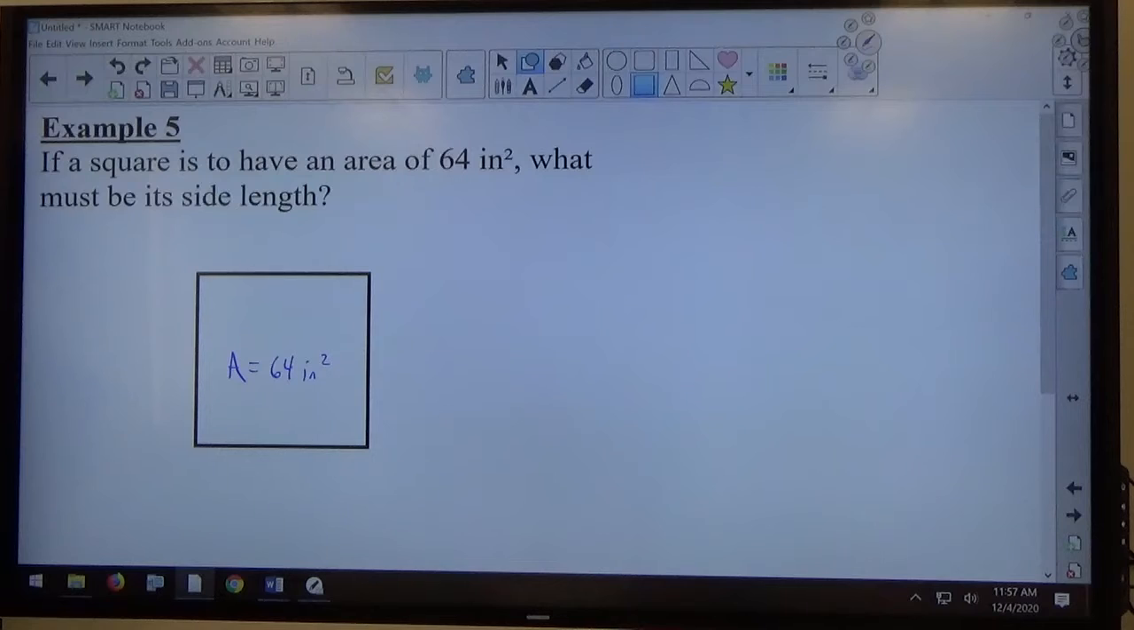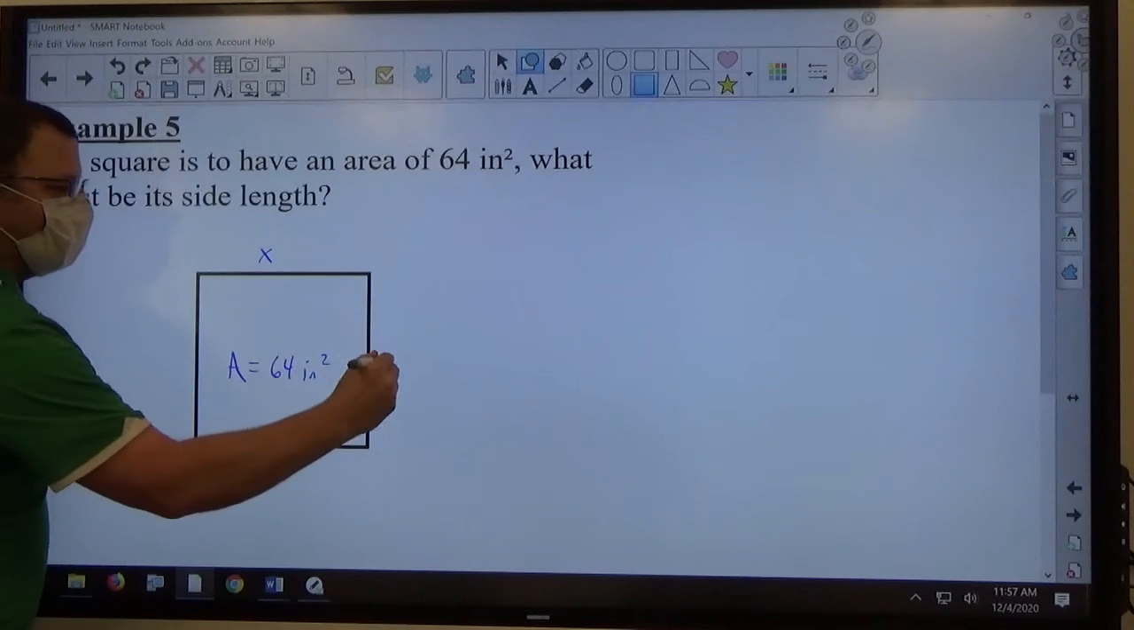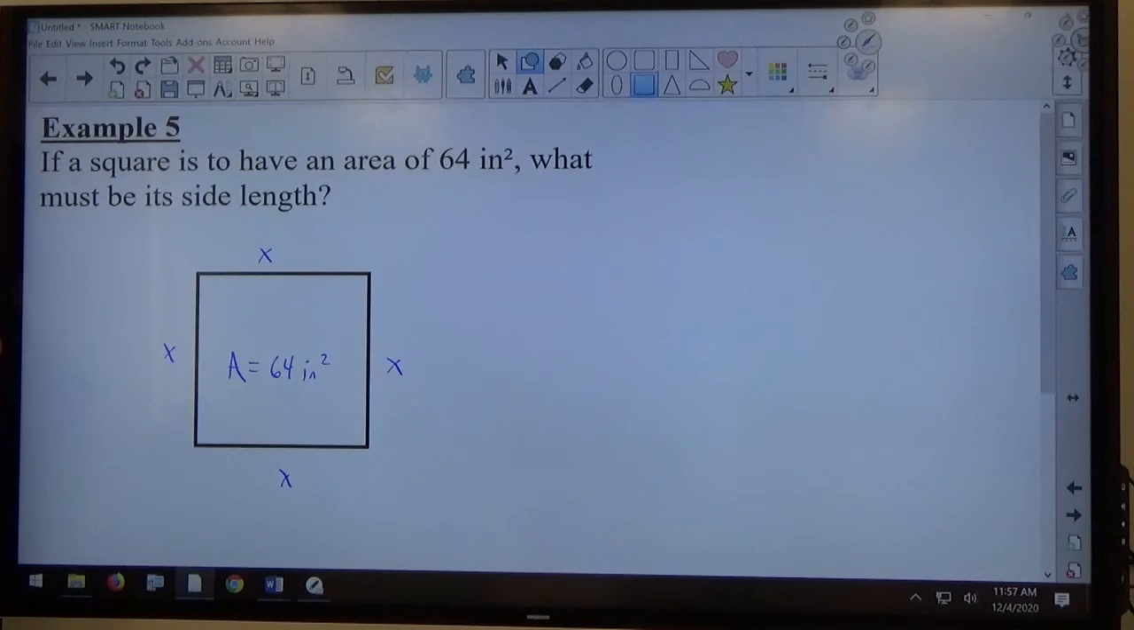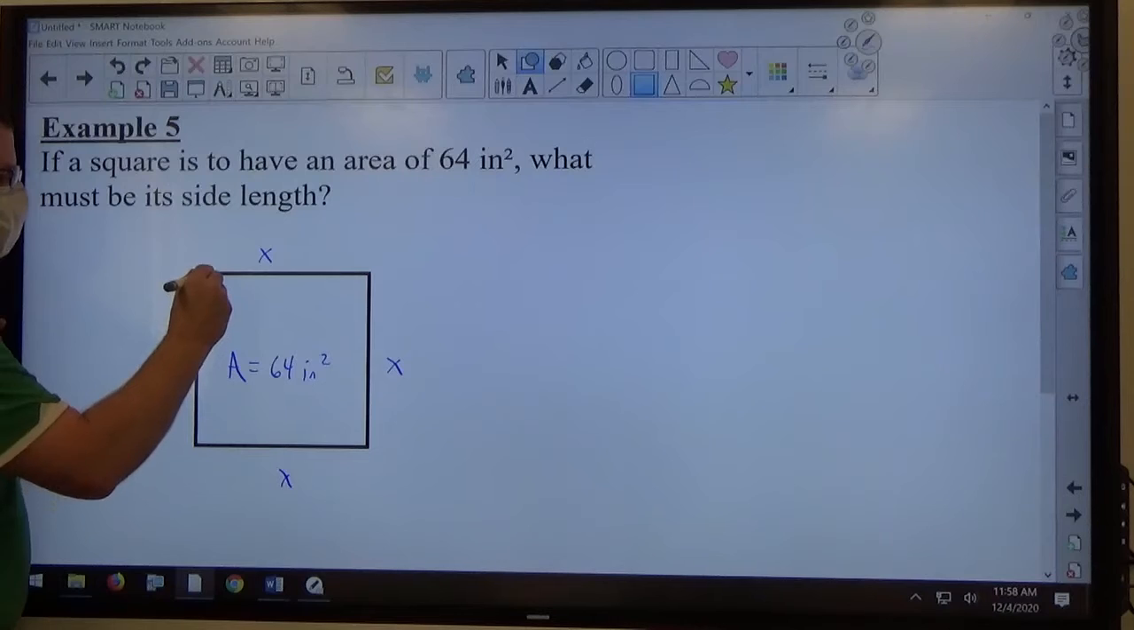The properties of a square: a square has all four sides equal. So whatever the side length is, it's the same for all four sides. Also, a square has four right angles.